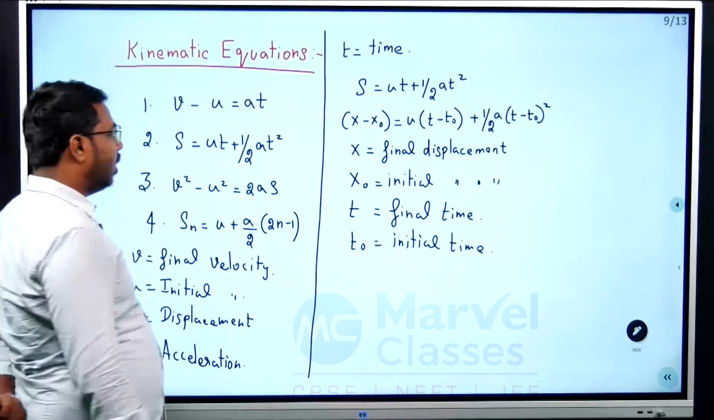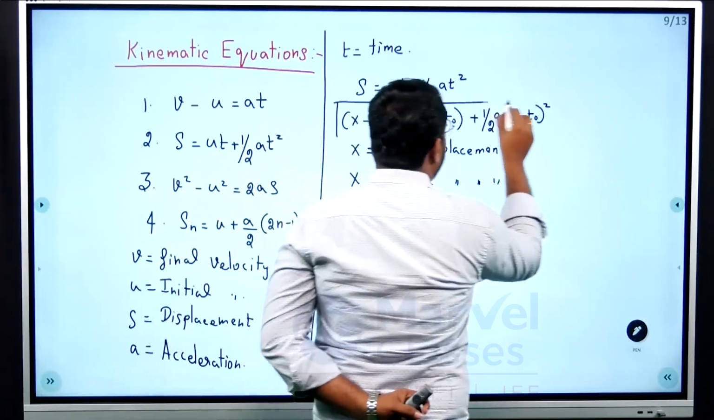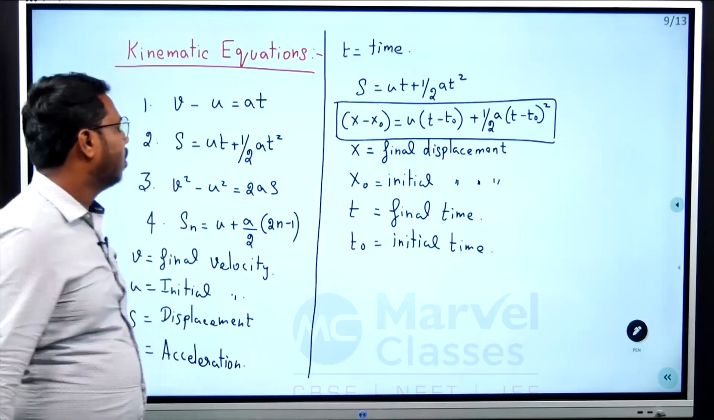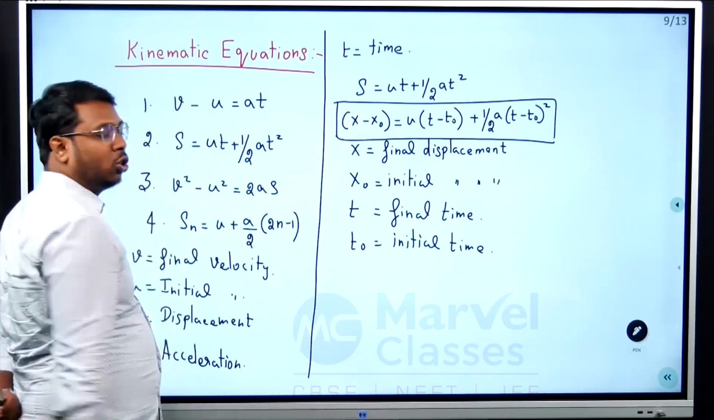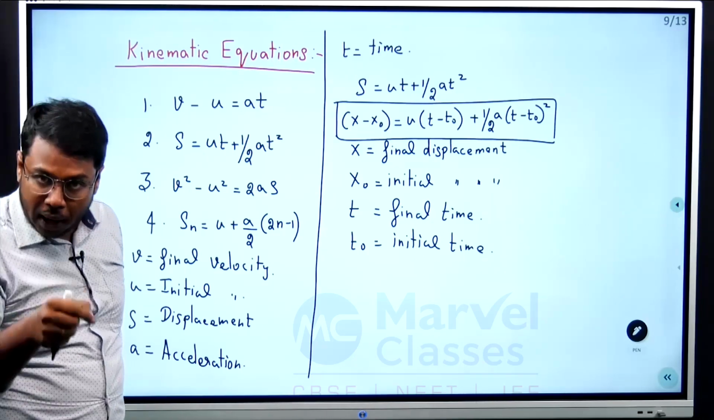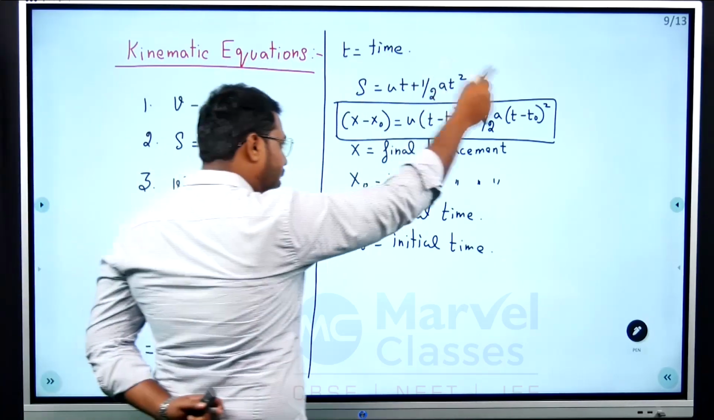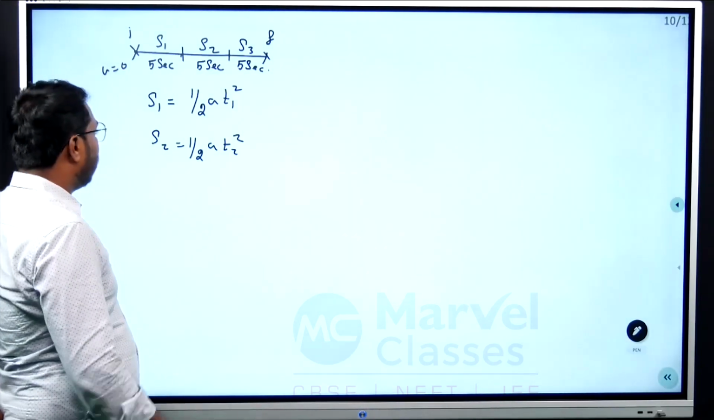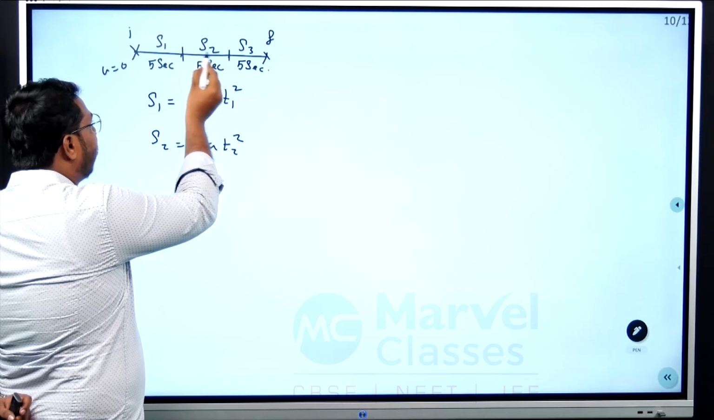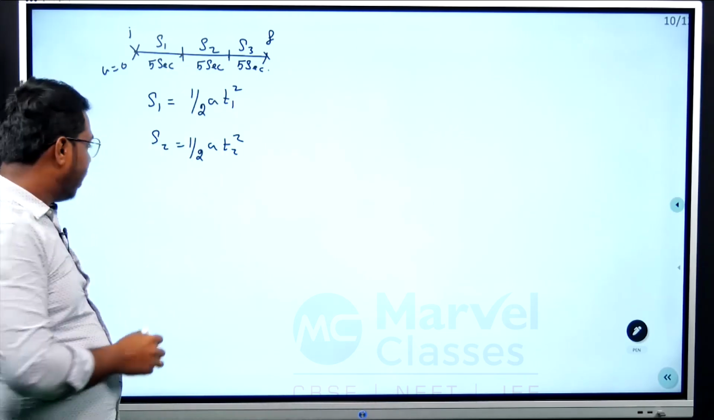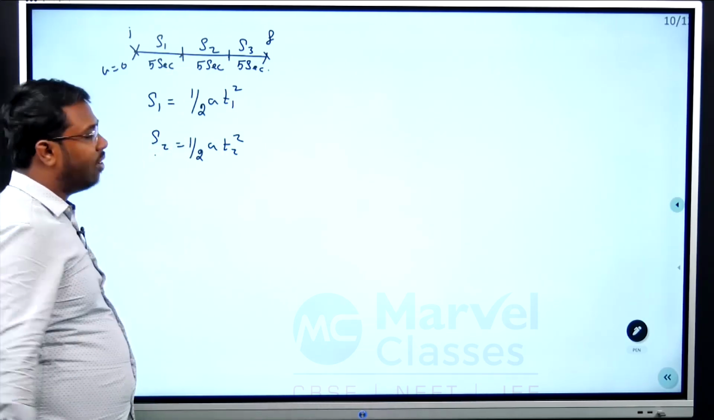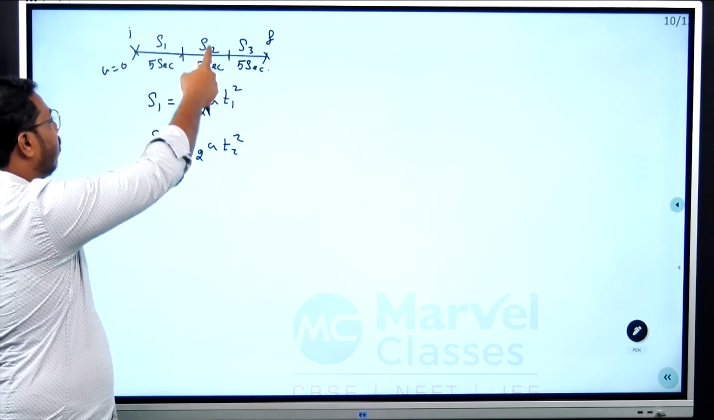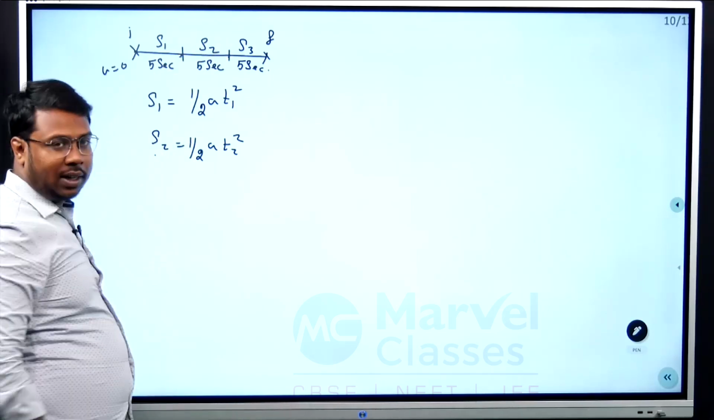This equation is framed in such a way that it will operate only from the beginning: x minus x naught, final displacement minus initial, final time minus initial time, like this. So here that will not work in between. S2 is the displacement for the second 5 seconds, right? So these equations don't operate for the portion which is at the center.